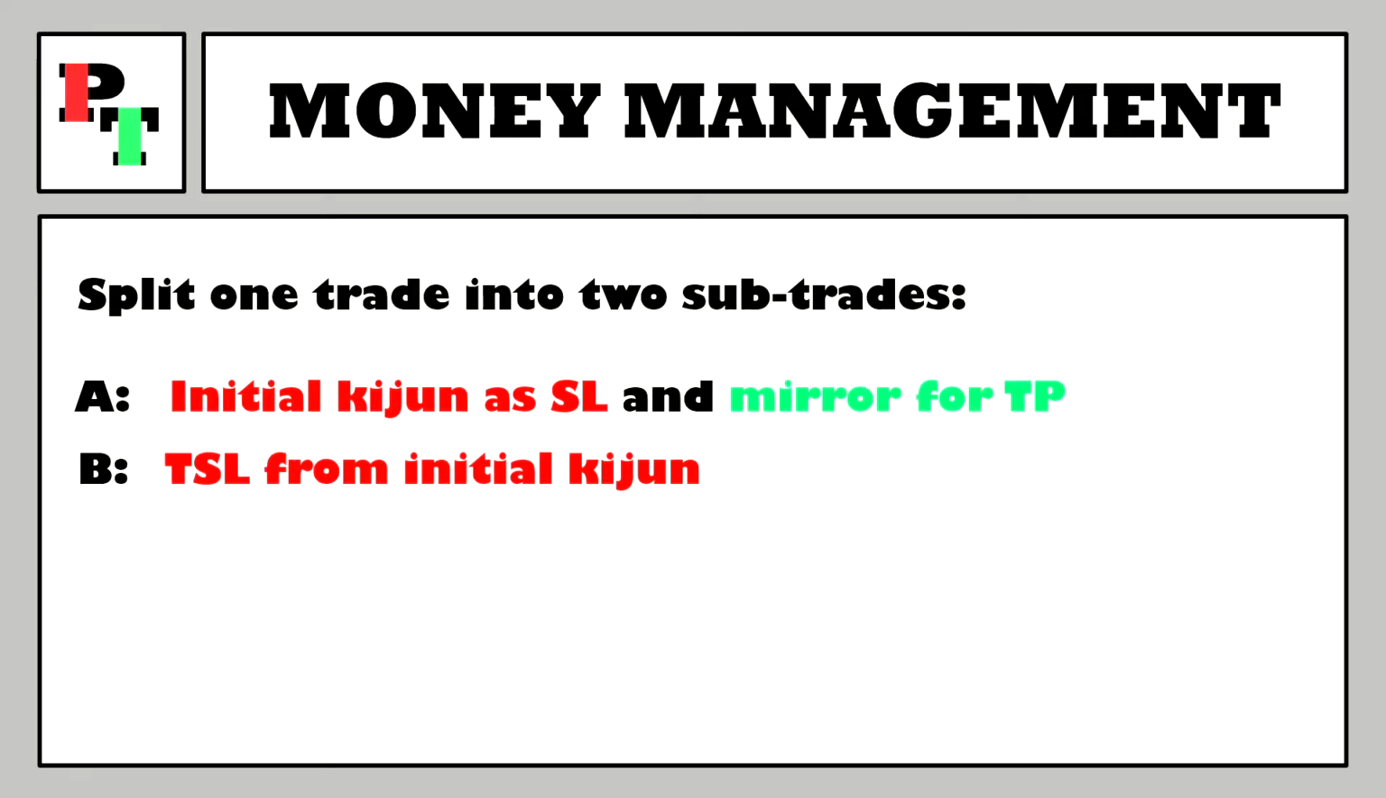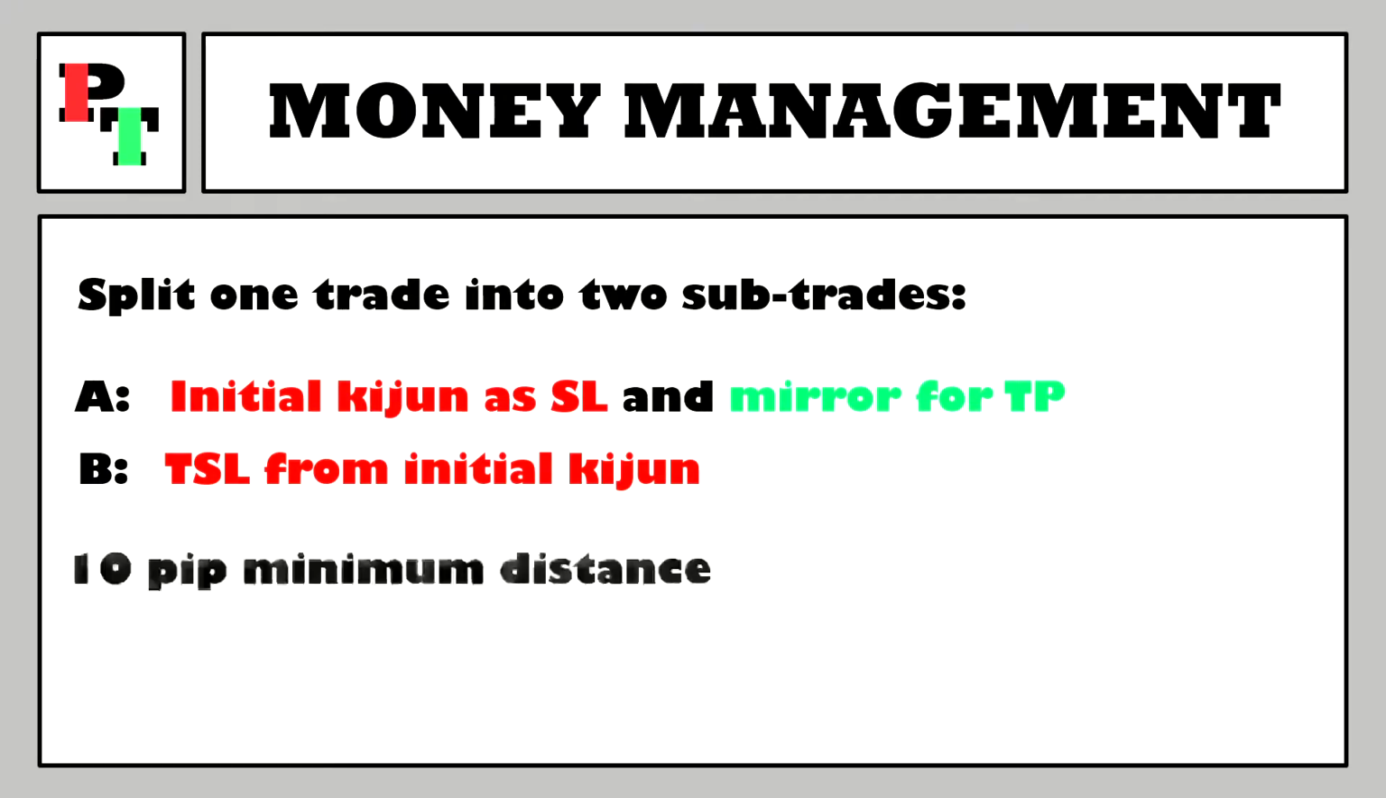Then for our sub-trade B, we'll use the same initial KIJUN Sen value, but it will be a trailing stop loss on this one. So each period that the KIJUN Sen line moves in the direction of our trade's favor, we will manually trail the stop loss along with it. The trailing stop loss is just in case we do get one of those unstoppable trends. We'd hate to miss out on the biggest moves that are going.